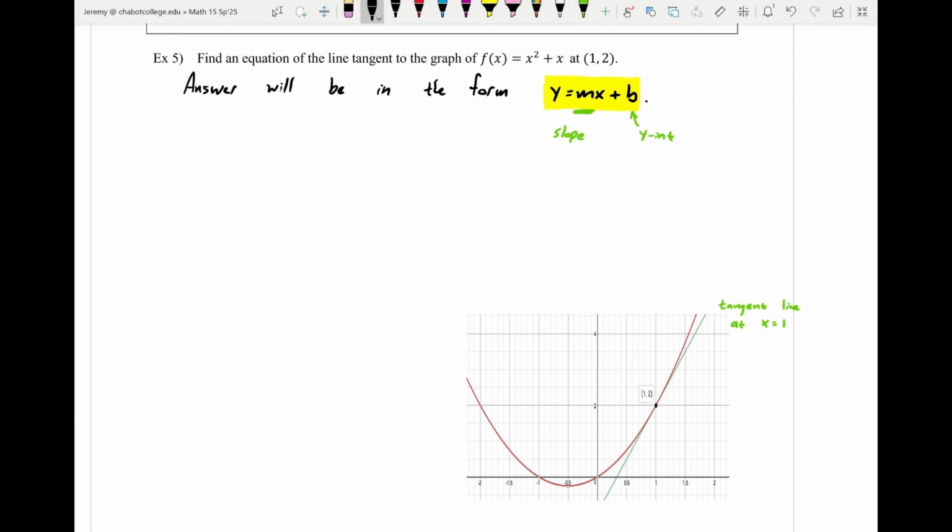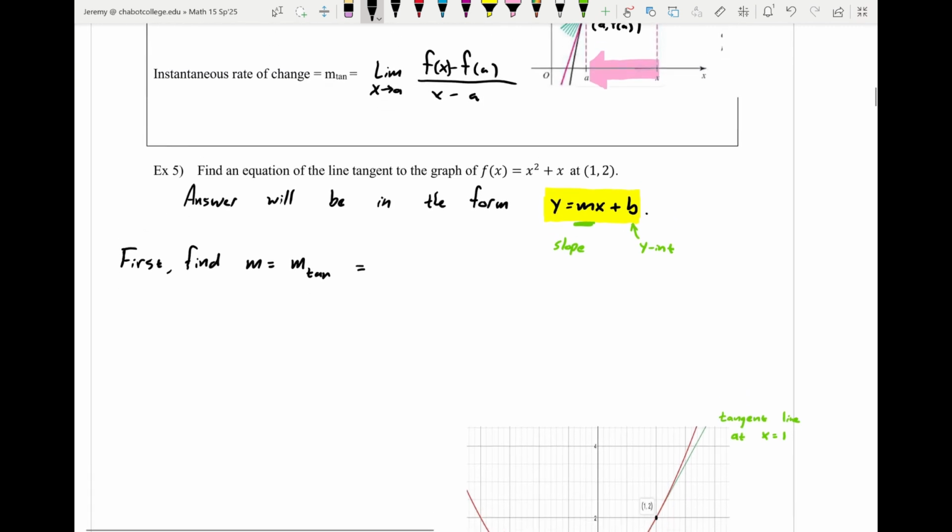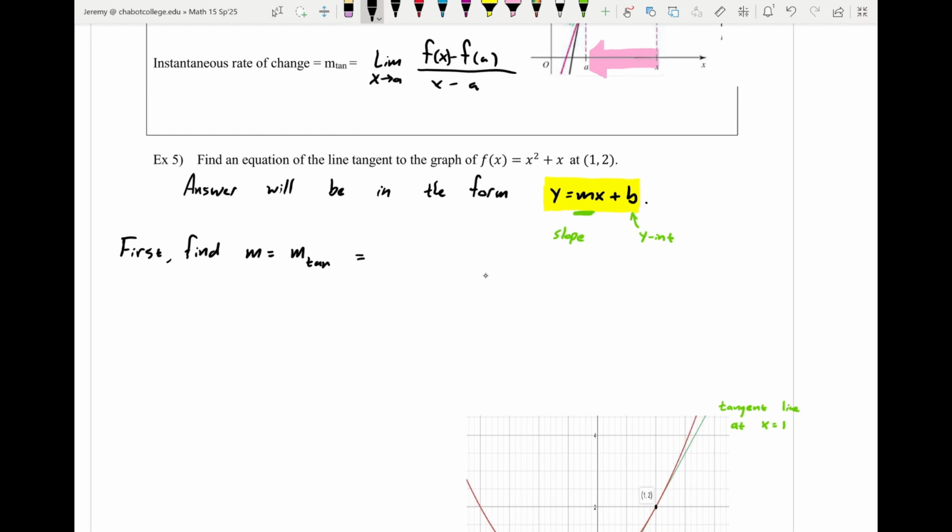So first we want to find the slope, m, which in this case is going to be m tan, the slope of the tangent line. Based on this definition up here, it's going to be the limit as x approaches a of f of x minus f of a over x minus a.